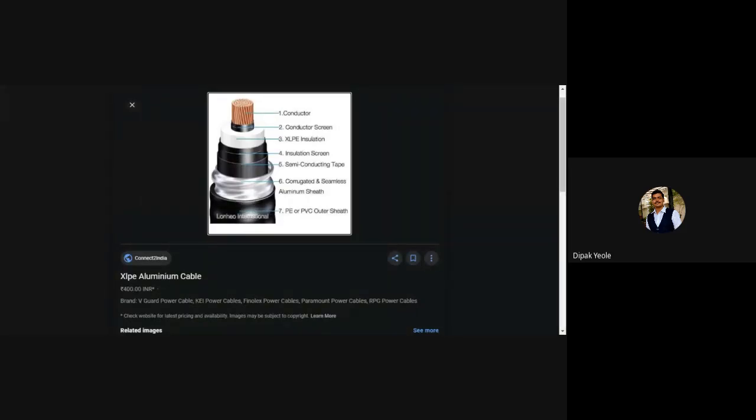Yes. So you might have seen that with a cable there are a lot of coverings, and these coverings are used for protection purposes. So that is very important for the cable.